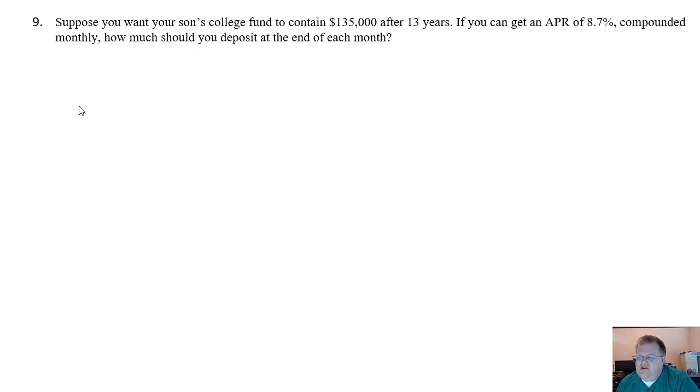We want to have $135 after 13 years. We get this 8.7% APR compounded monthly. Oh, that's new. So we have to remind ourselves that at some point we're going to have to put in a monthly number instead of a daily number. How much should you deposit at the end of each month? Now they're saying I'm paying something each month, so they're asking me, what's my monthly payment?